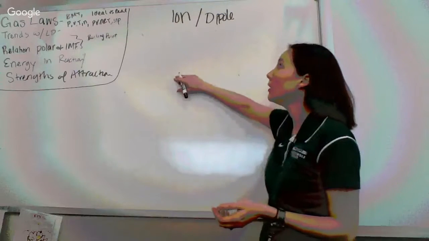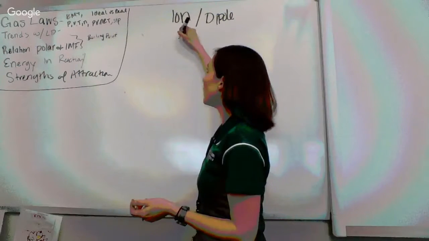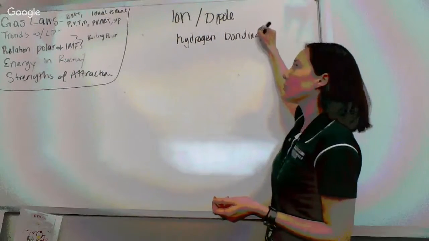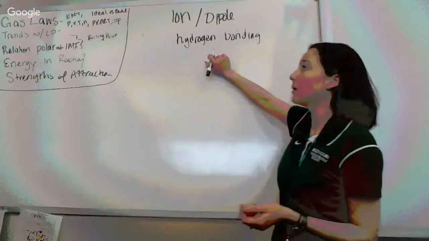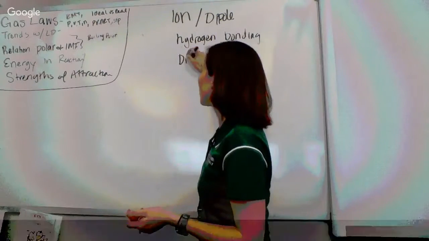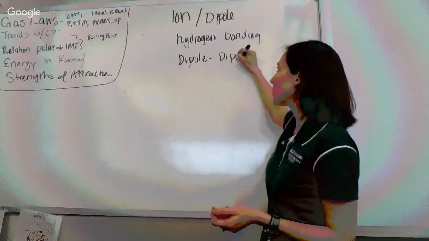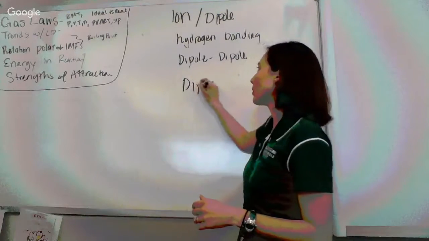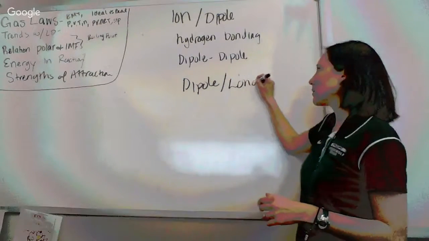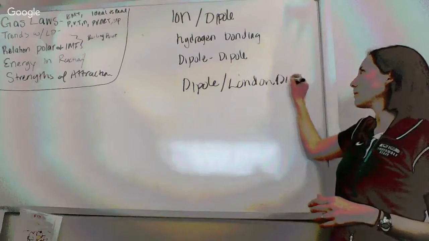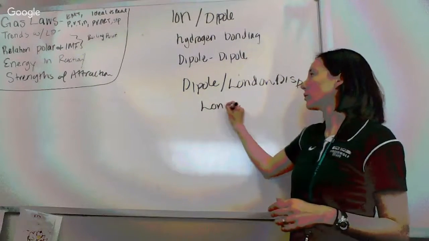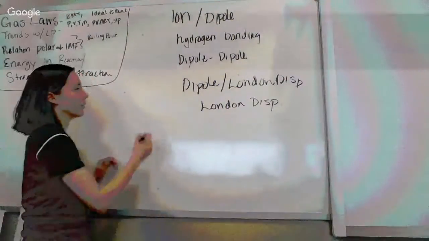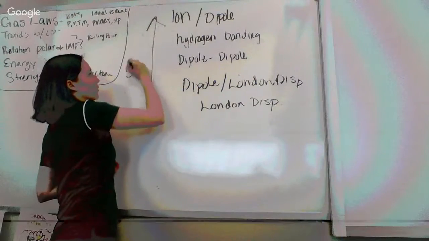And so then as you keep going, I'm looking at strengths here. So that's going to be strongest. Hydrogen bonding would be strong. Then we've got dipole, and then some combination of those, like dipole, London dispersion, and then just London dispersion forces in general. That is the typical flow of strength. Those get strong.